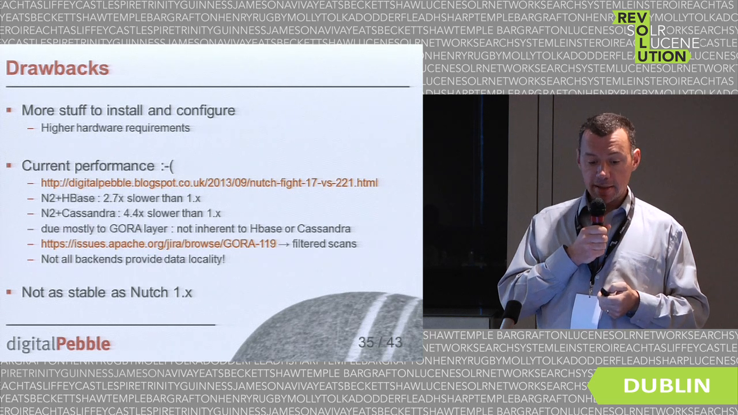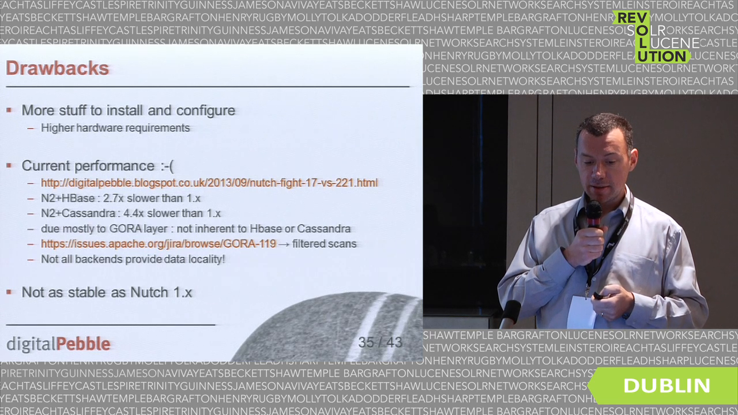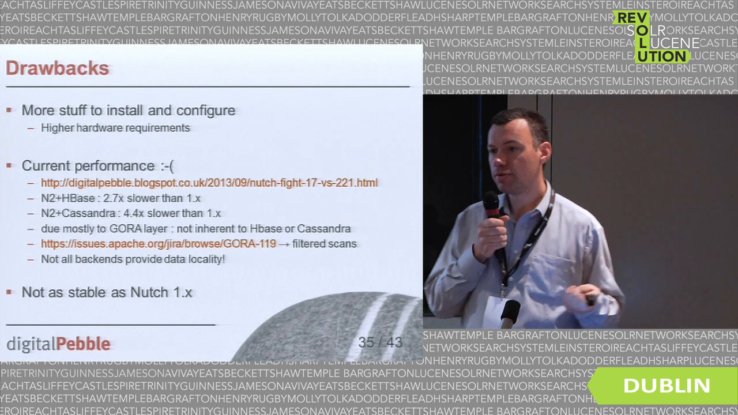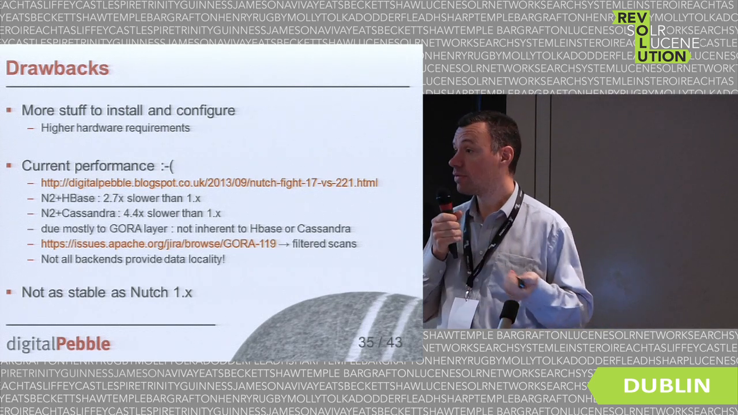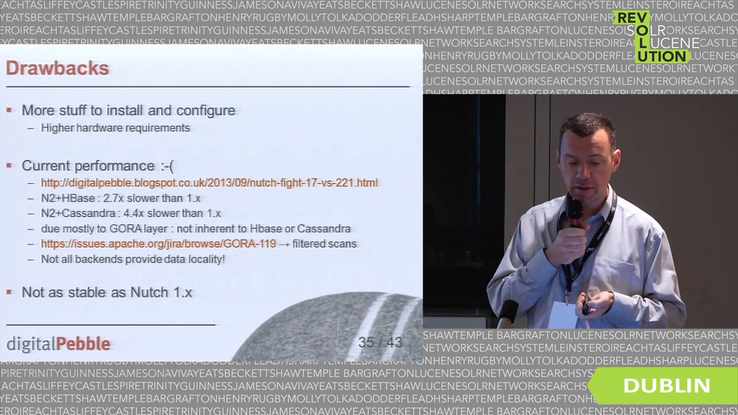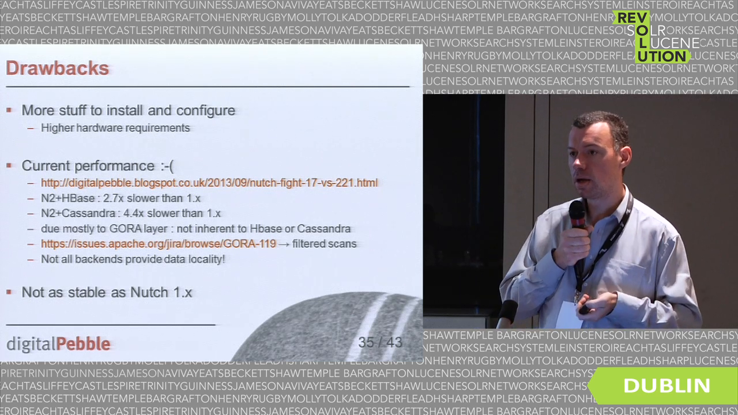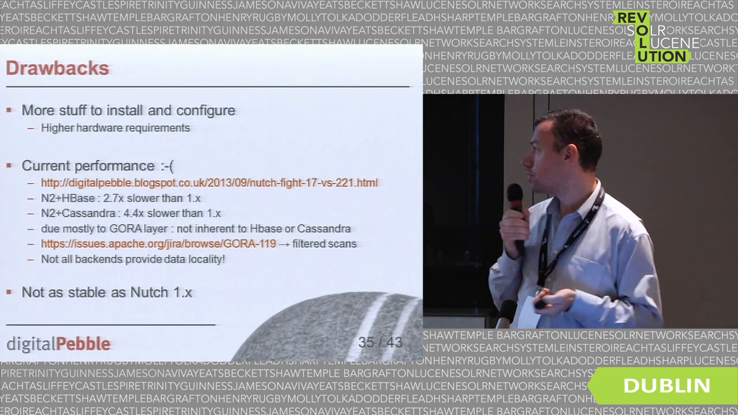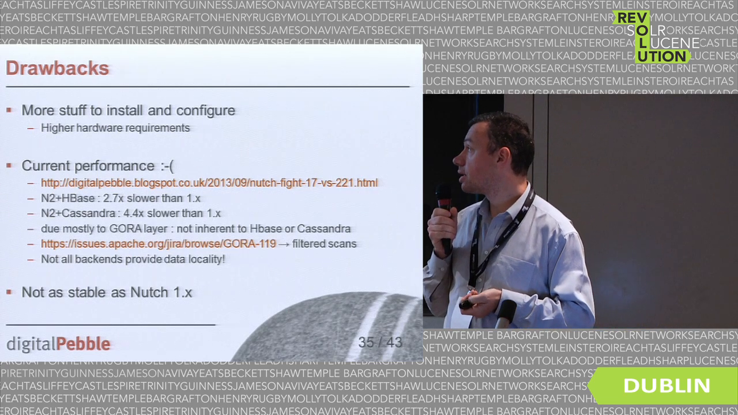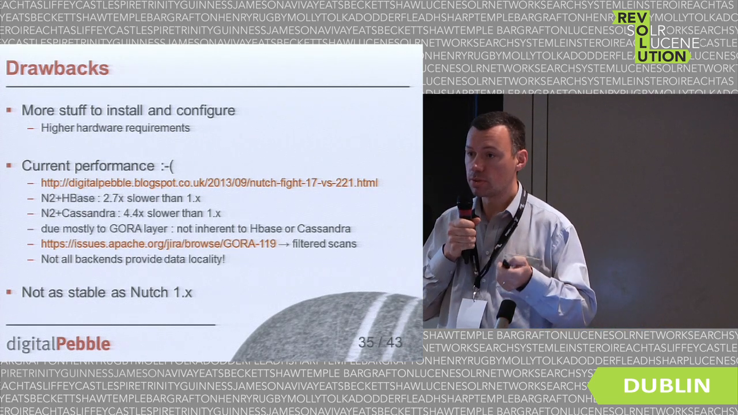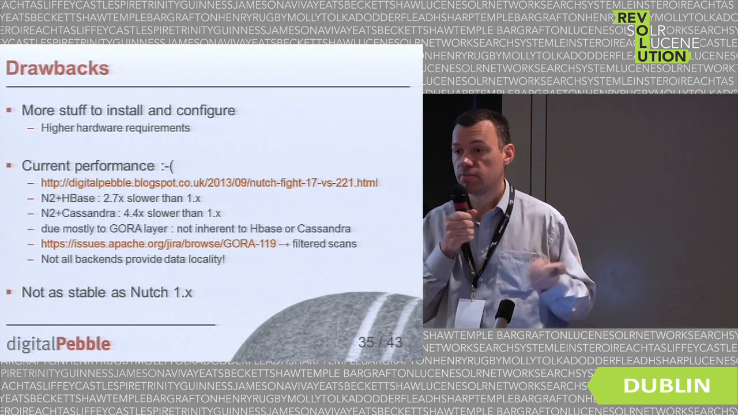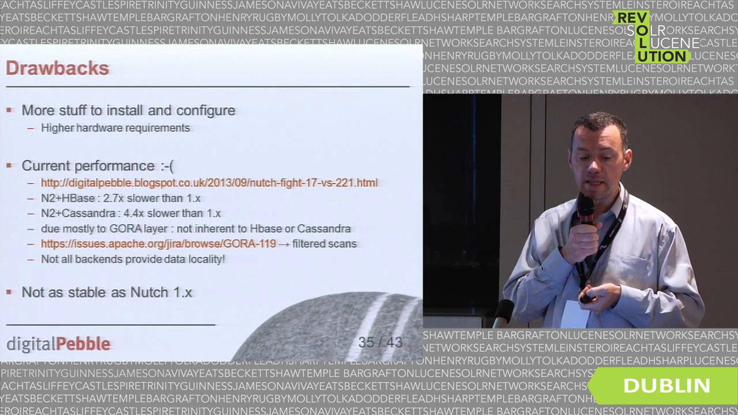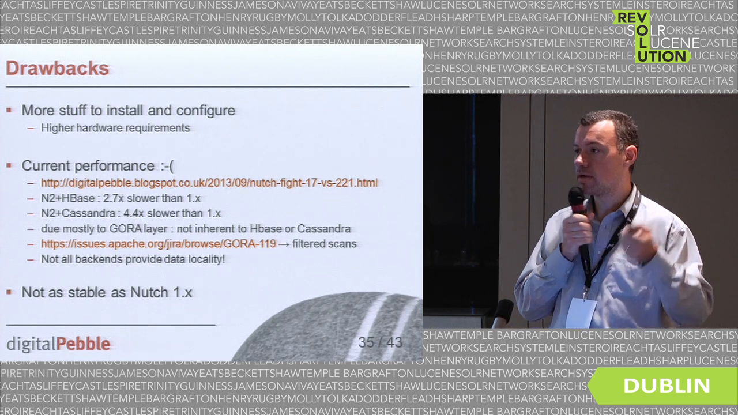The drawbacks: it means you have more stuff to install and configure. So if you want to use Nutch 2 with, say, HBase, it means you need to have HBase installed on your servers. You need to configure it. You need to have the knowledge about how to use it. It also means slightly higher hardware requirements, because you need to have another server running on your machine, and I don't know, it would probably mean that you need an extra gig of memory or something.